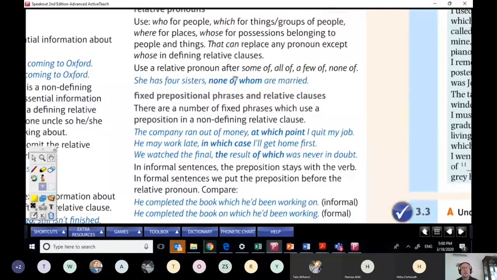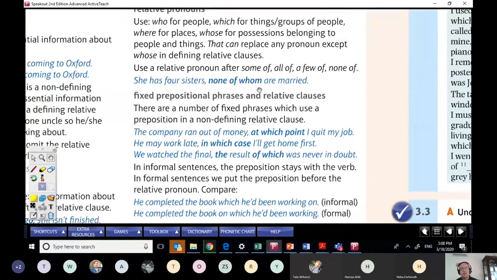There are some relative pronouns that we use after these phrases: some of, all of, a few of, none of. So just like you could say some of them, we can say some of whom. So here we have, she has four sisters, none of whom are married. And that's basically saying none of them, none of the sisters, are married.